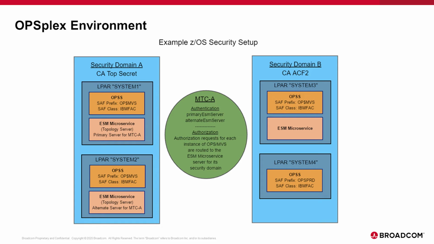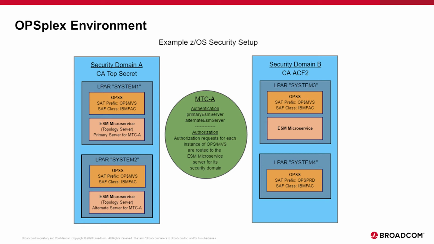The Ops instances on both System 1 and System 2 are configured to use the same external security prefix OPMVS and are within the same security domain. This means that when MTC-A performs authorization checks, users will have the same level of access to rules and SSM resources on System 1 and System 2 because the same SAF resources will be checked for both systems. The primary ESM microservice server resides on System 1 and security domain A. The alternate ESM microservice server, which is used if the primary server is unavailable, resides on System 2.